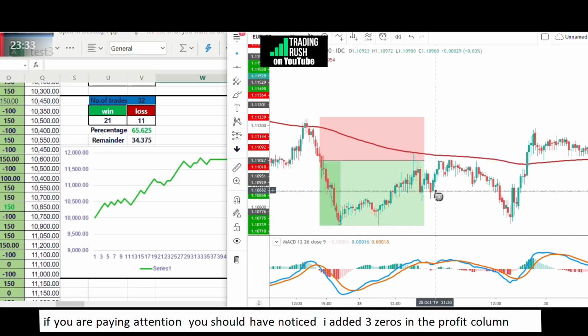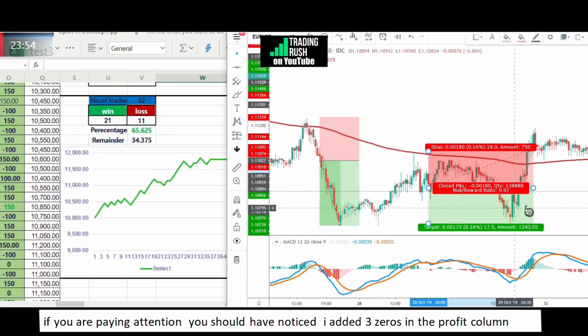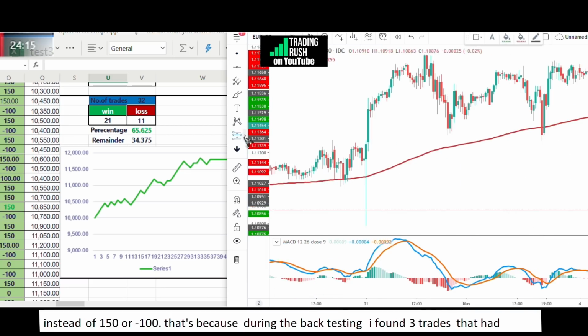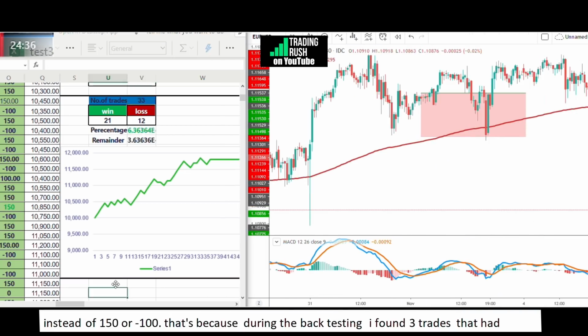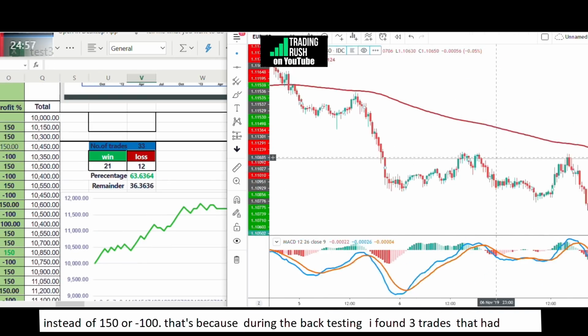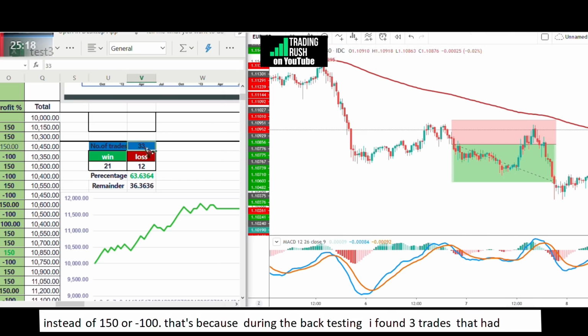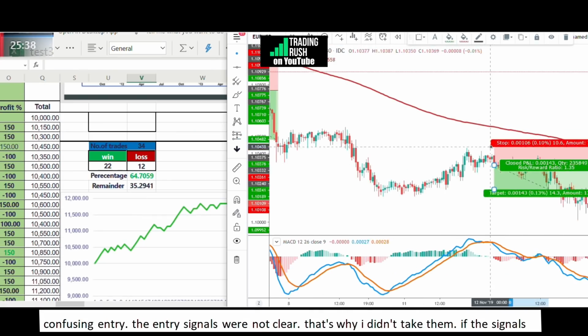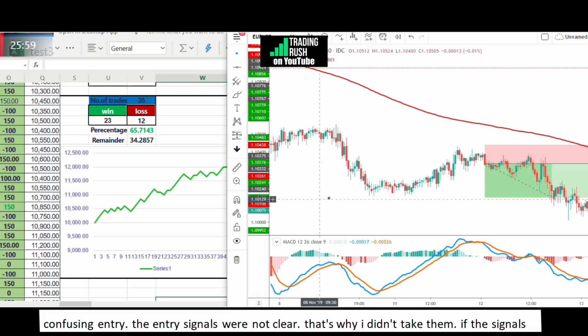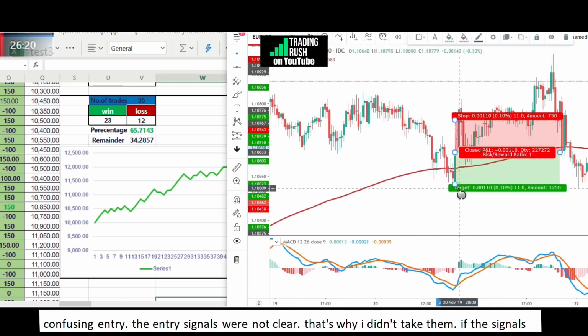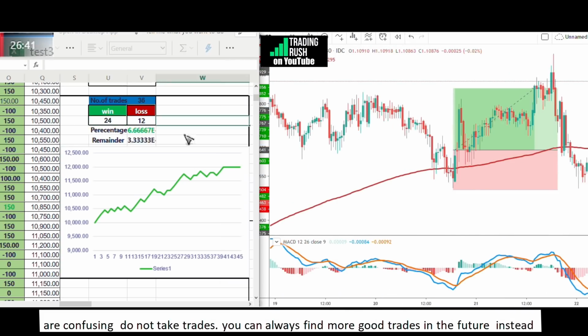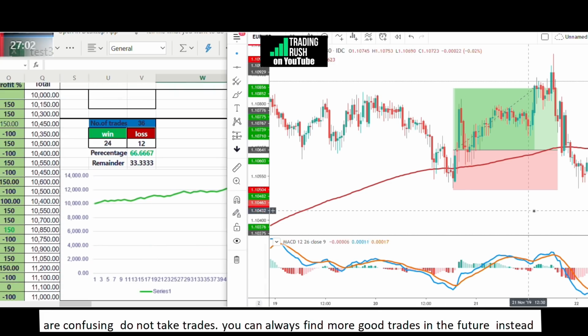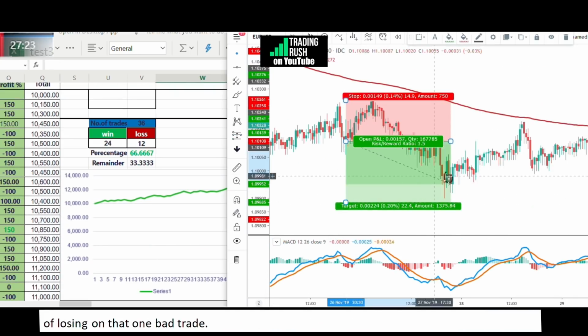If you are paying attention, you should have noticed I added 3 zeros in the profit column, instead of 150 or minus 100. That's because, during the backtesting, I found 3 trades that had confusing entry. The entry signals were not clear. That's why I didn't take them. If the signals are confusing, do not take trades. You can always find more good trades in the future, instead of losing on that one bad trade.